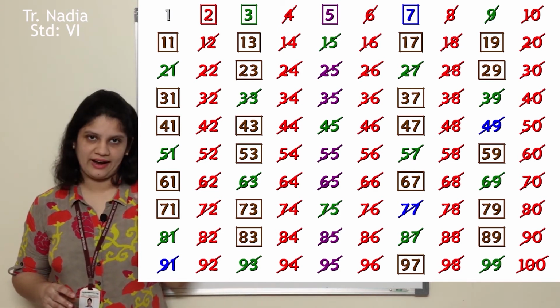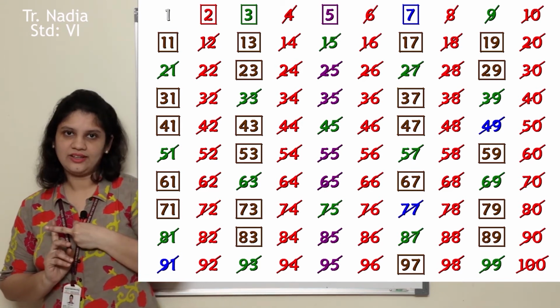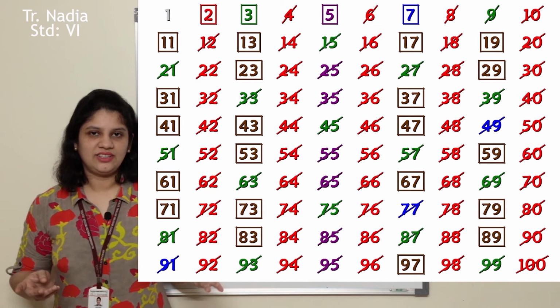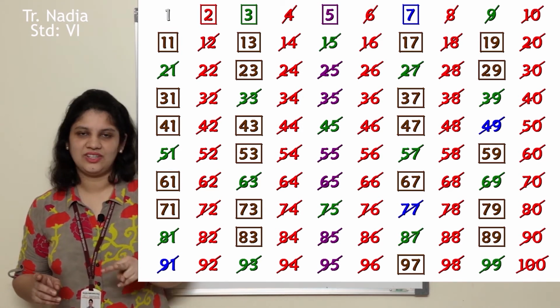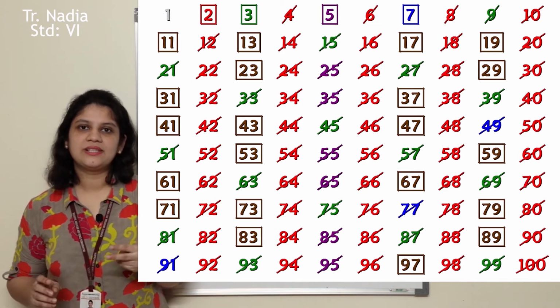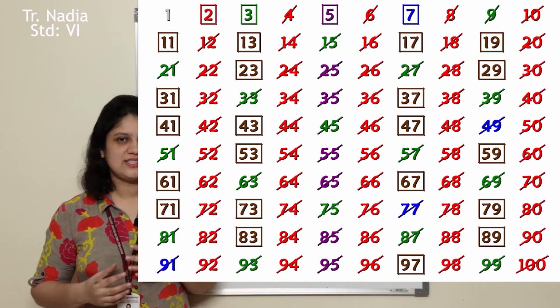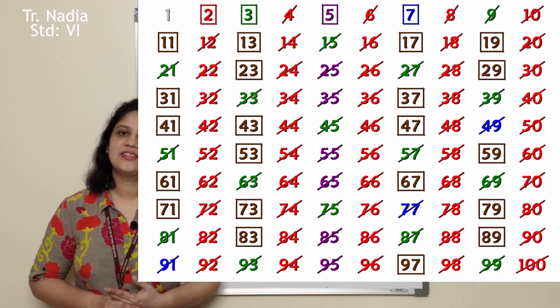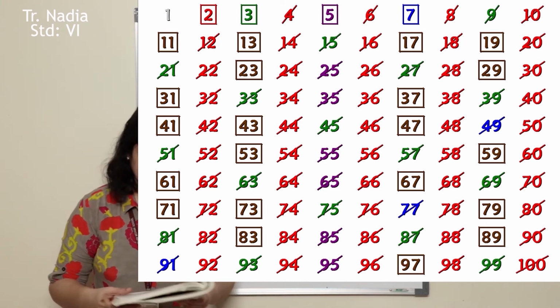They have only 2 factors. Either they come in the table of 1 or their own table. Like number 3, it only comes in the table of 1 and its own table. That is, 1 3s are 3, 3 1s are 3. So these numbers have only 2 factors. They can either be divided by 1 or the same number itself. And thus they are called prime numbers. Now we have got the prime numbers.